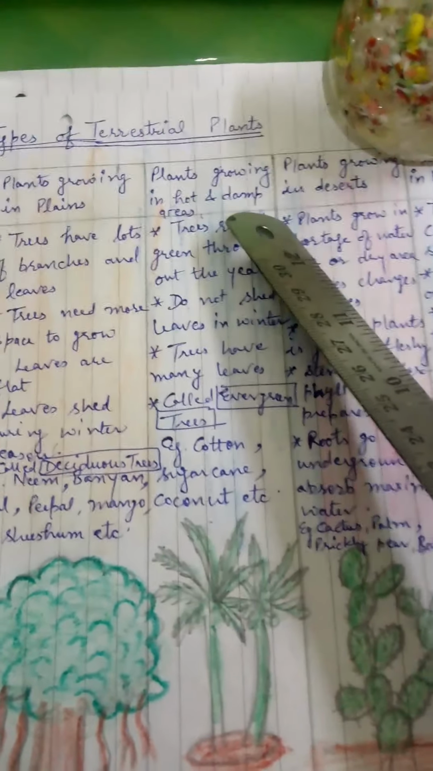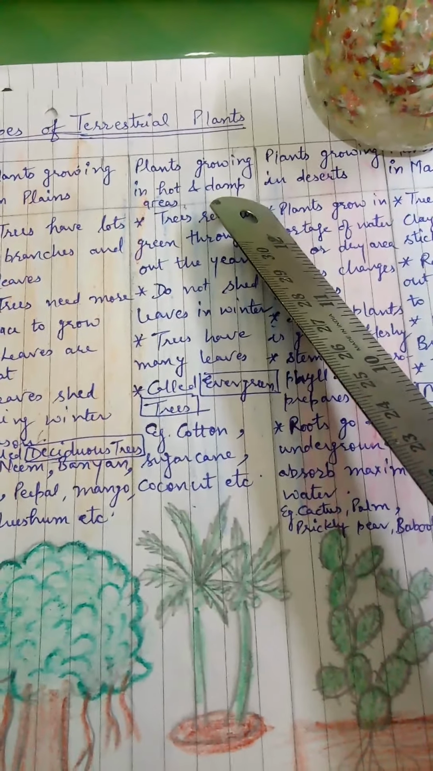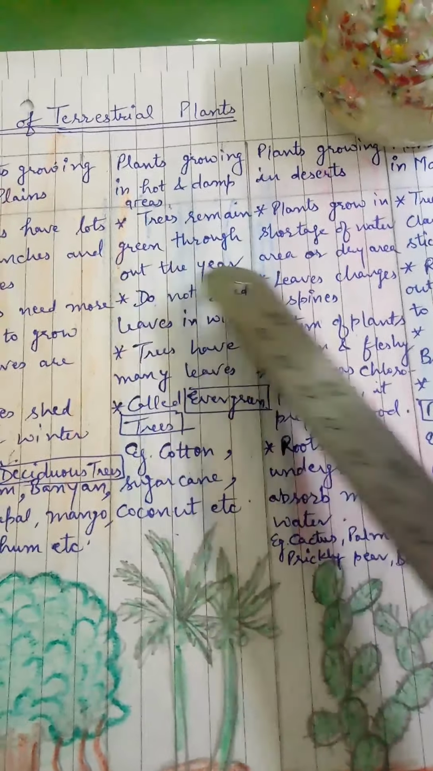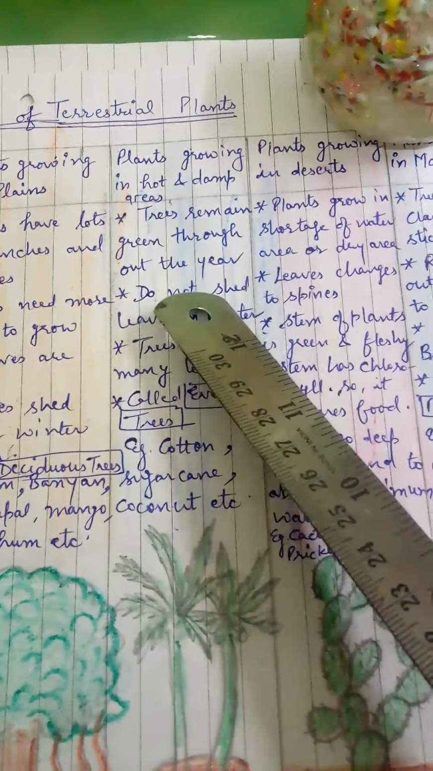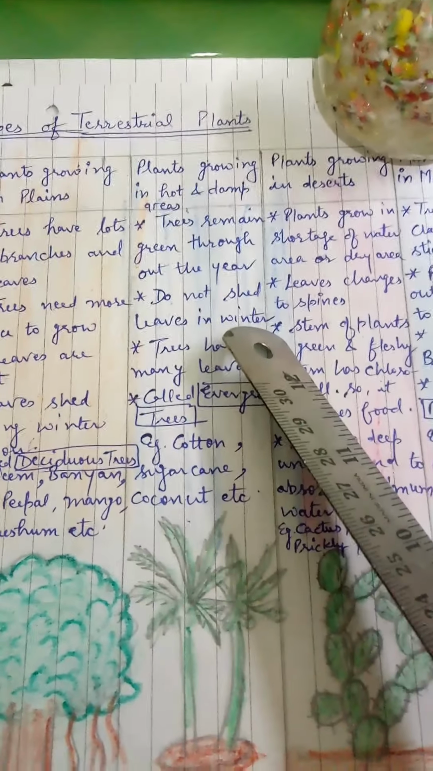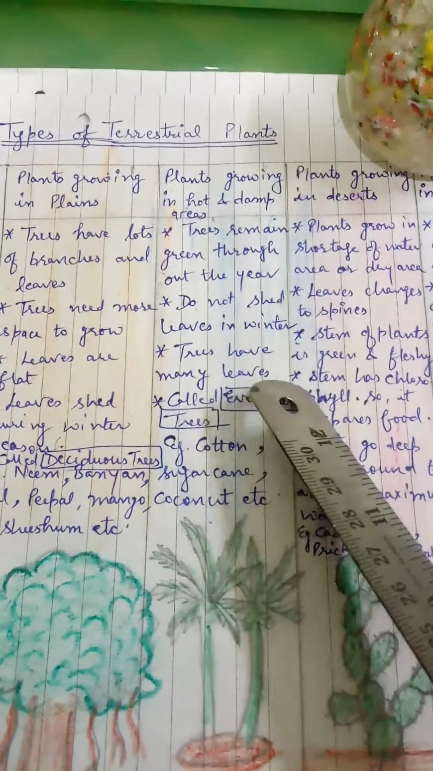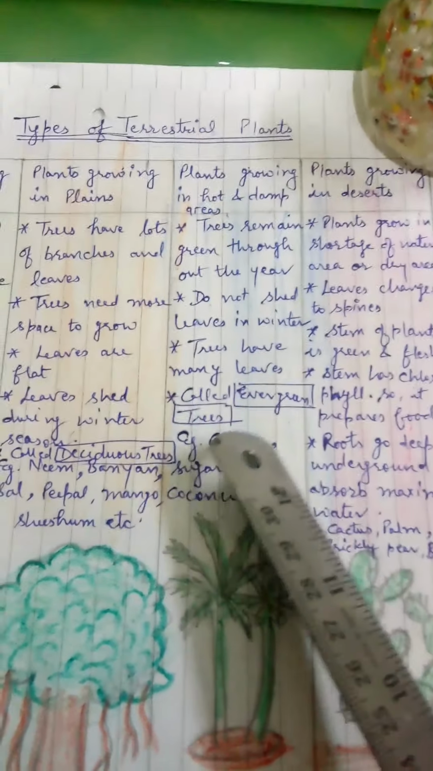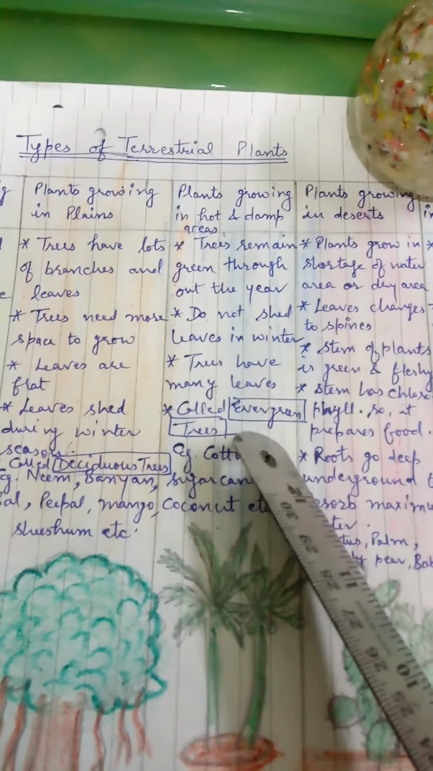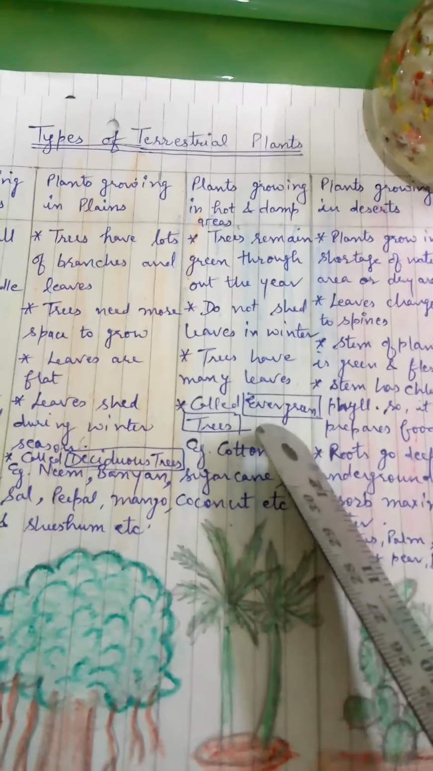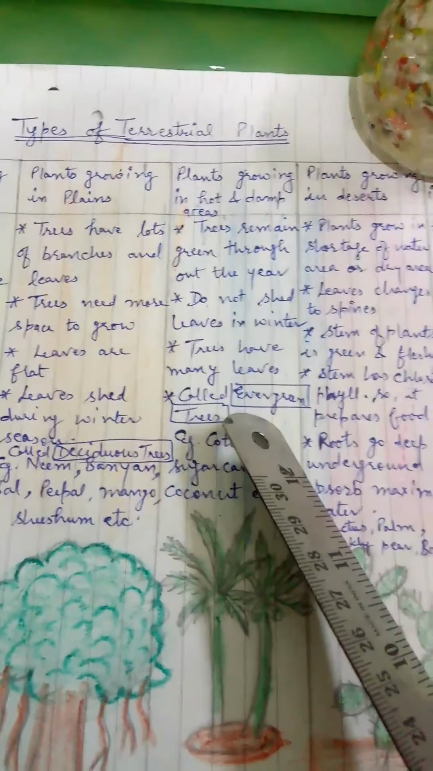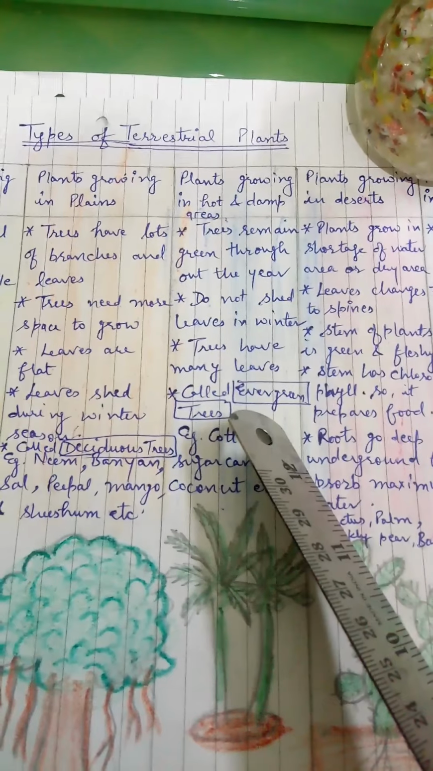Now come to the third type of terrestrial plant: plants growing in hot and damp areas. These types of trees remain green throughout the year. They do not shed leaves in the winter. Trees have many leaves and they are called evergreen trees. Here we can lay stress on why they are called evergreen trees: because these trees do not shed leaves in the winter season. That's why they are called evergreen trees, right?